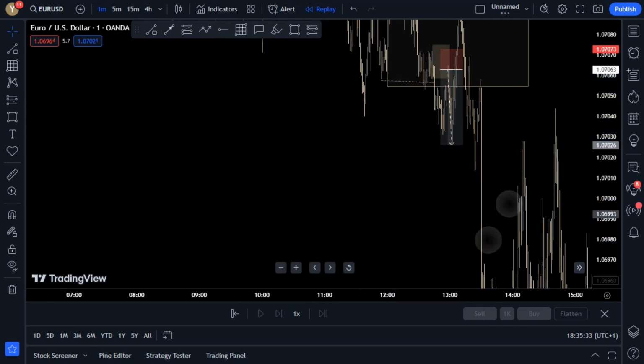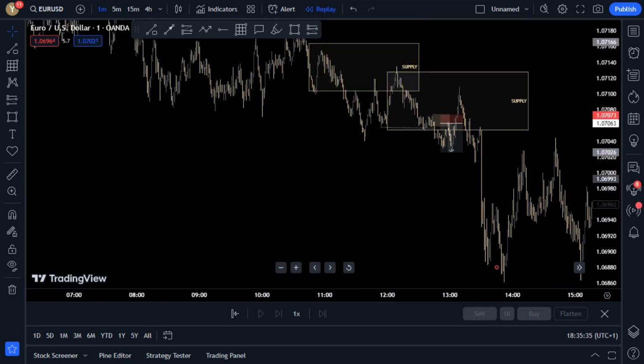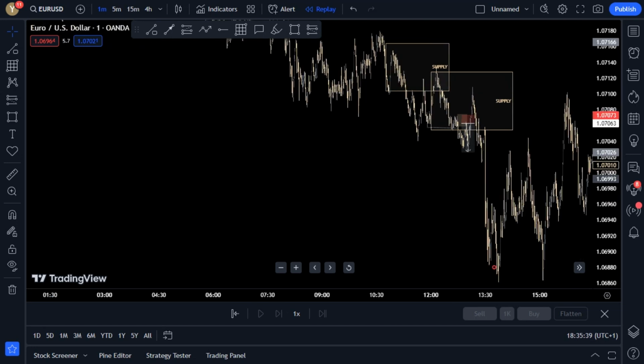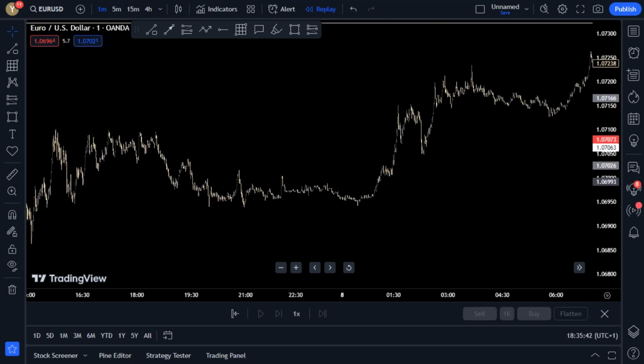So this is how it works. If I have a zone like this, I just refine it to a pip, and then I target 10 pip. That's how I do it. And that's pretty much everything.